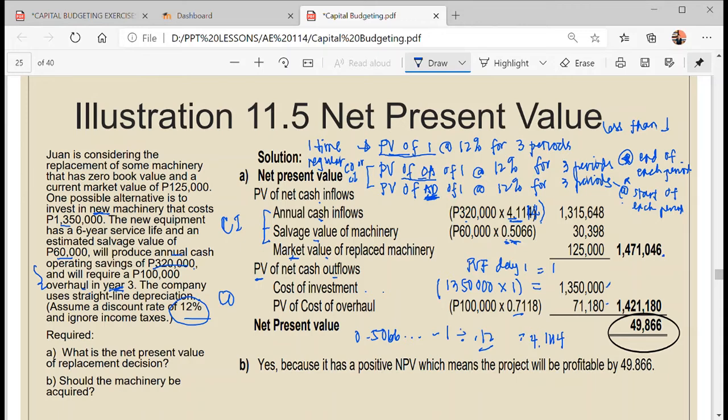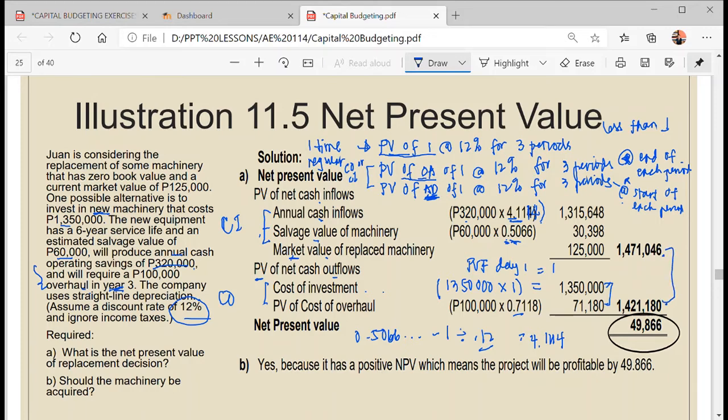So, you will get 71,180. The important thing is that you know what to apply to cash outflows and what to apply to cash inflows, or where to multiply the factor. Again, the factor, I will be giving that in the problem. So, 1,350, add it, you will get 1,421,180. So, the difference would be 49,866. So, the difference between the two.